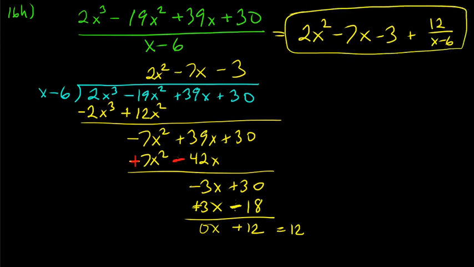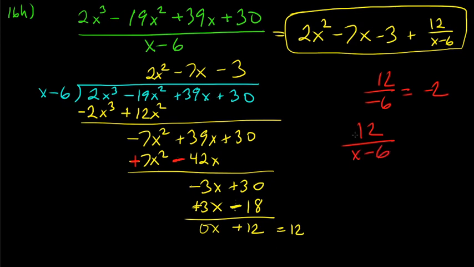Okay, and that's it. So I have to warn you about something, because some people say, well, wait a minute, what about 12 divided by negative 6? Isn't that just negative 2? Yeah, you can't do that, right? This is not 12 divided by negative 6. This is 12 divided by x minus 6.